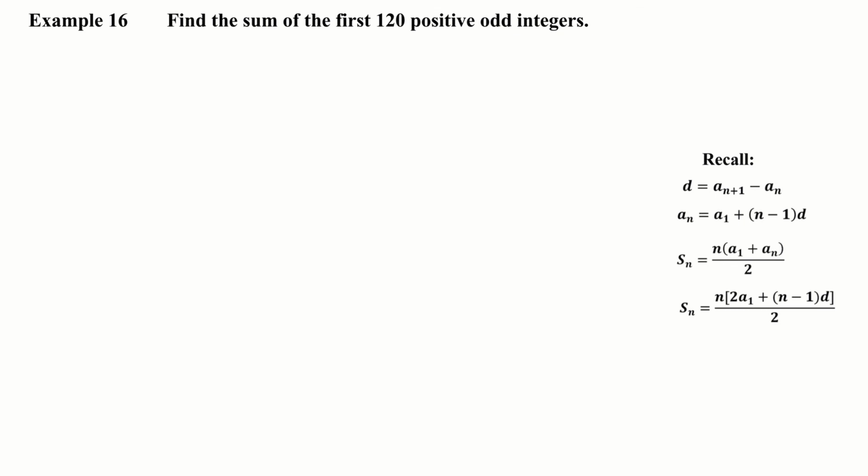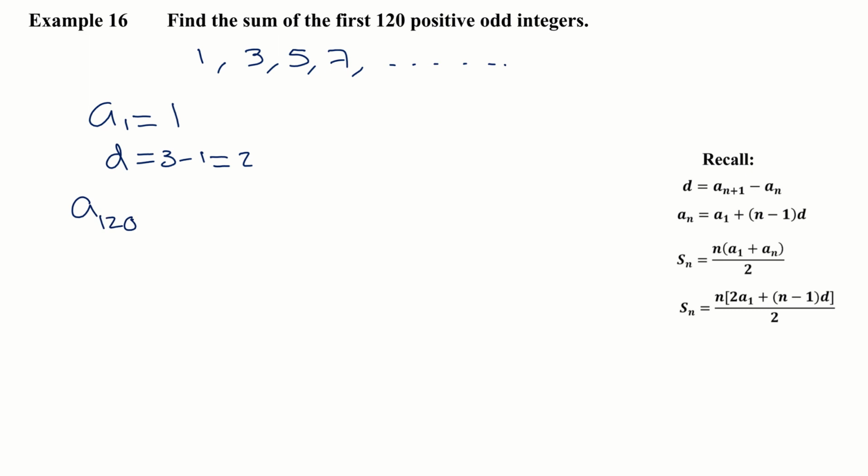What does it look like? Well, here's the sequence: 1, 3, 5, 7, etc., right? So A1 is 1. Common difference is 3 minus 1, for example, or 5 minus 3, whatever. It's 2, right? So we're interested in the 120th member of this group, right? So we need to know what that is. So can we find it?